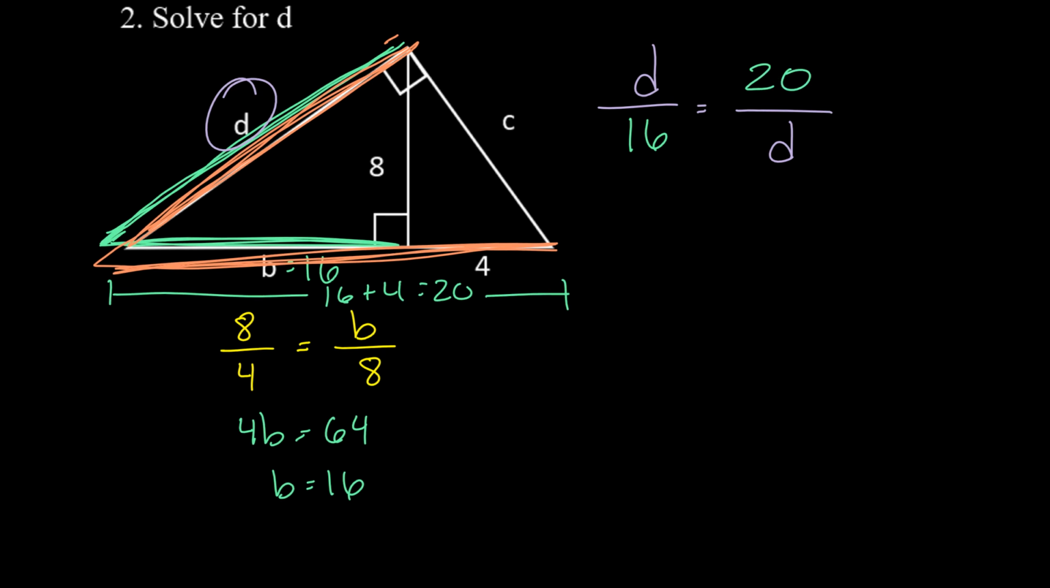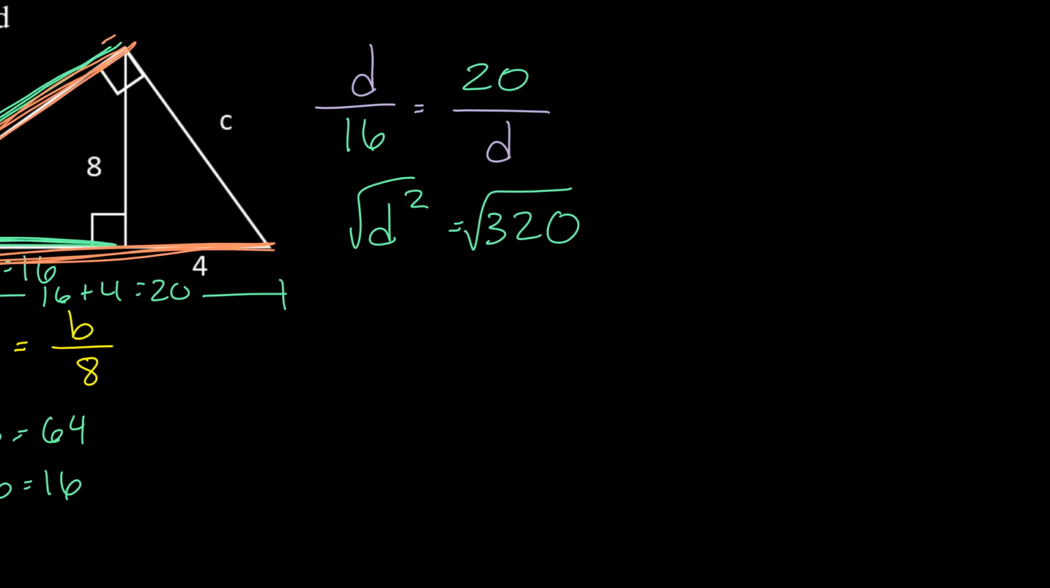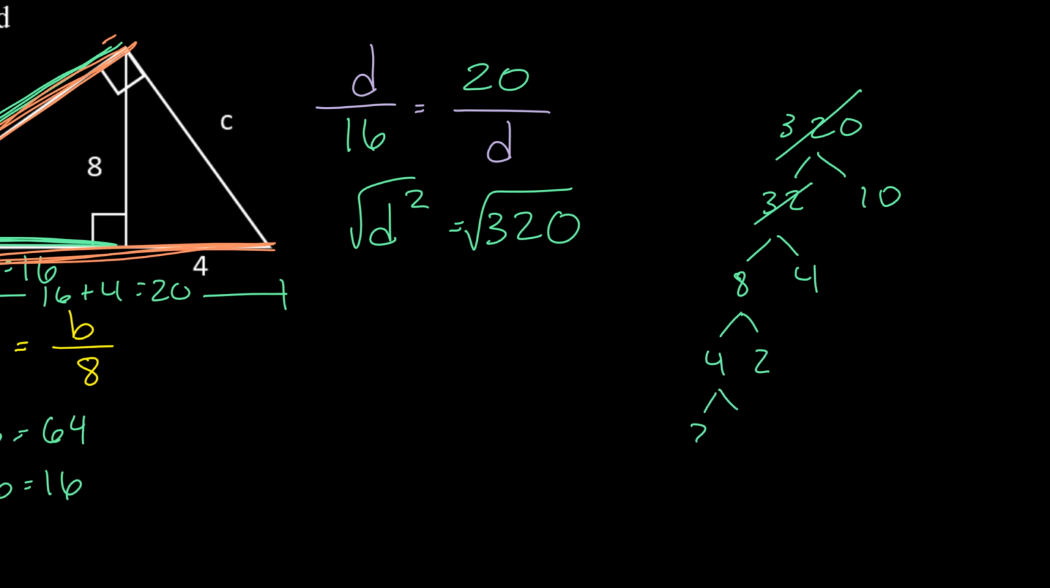And then we have D times D equals 16 times 20. And then we square root. So what does that mean we're going to have to do? Simplify. So I'm going to do 32 and 10. And then 8 and 4. And 4 and 2. I'm just going through this really quick because the bell's going to ring.